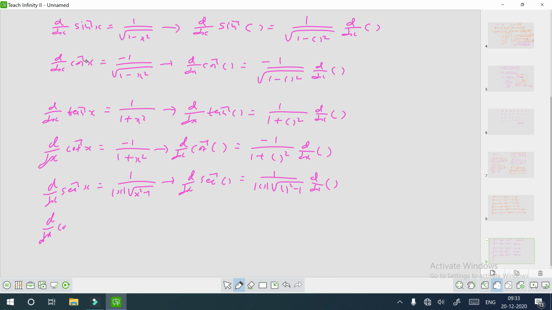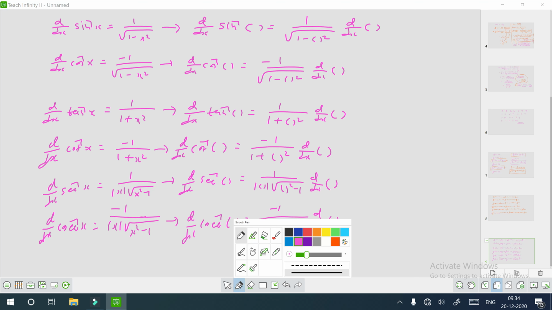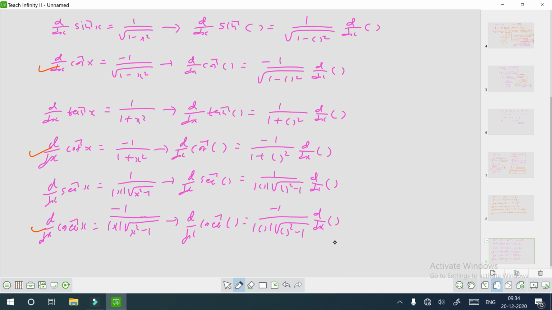d by dx of cosec inverse x is equal to minus 1 upon mod x under root x square minus 1. So d by dx of cosec inverse some function is minus 1 upon magnitude of some function under root some function square minus 1 d by dx of some function. Once again, see, 6 trigonometric forms are seen, 6 inverse trigonometric forms also there. See, spelling starting with C have a negative derivative. Yes or no? Yes. Rest of part already also noted.